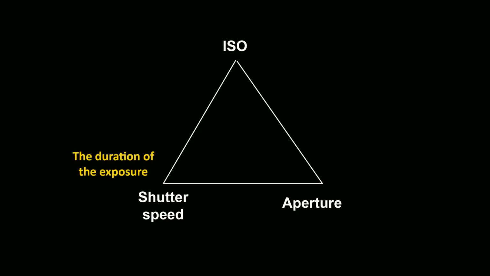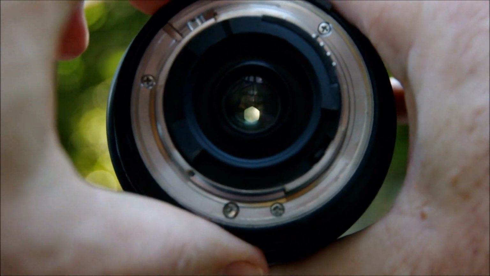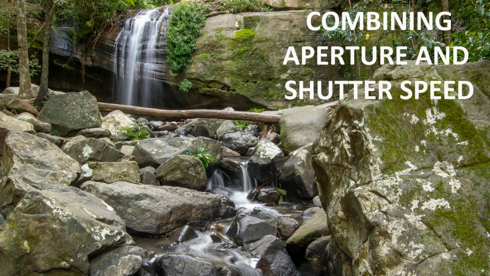Shutter speed is the duration of the exposure. The shutter is like a window, and the longer the window stays open, the more light you have for your exposure. Simple. Aperture is a hole inside the lens. It gets bigger and smaller. The bigger the hole, the more light you have for your exposure. Simple. I've already made videos on both these settings, plus one on how they work together.